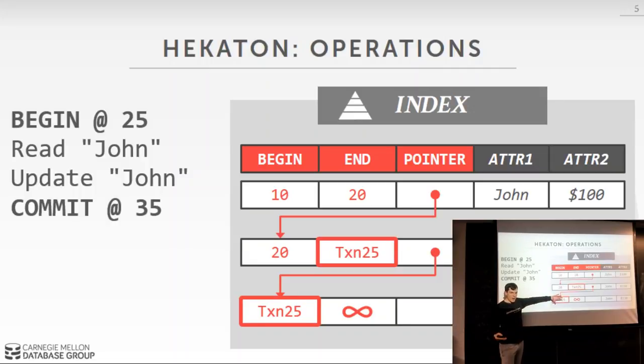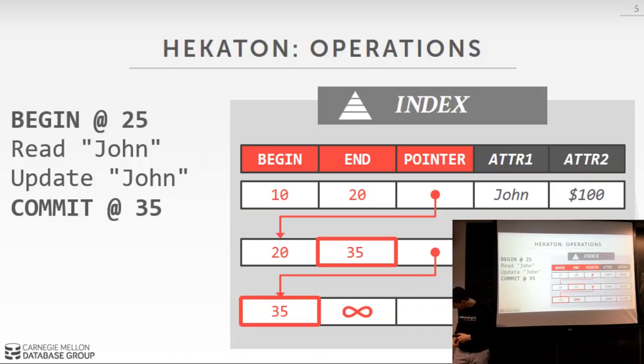So this is what I'm talking about here. By using this little bit to mark that this is from an active transaction, I know I have to go check some other additional data structure to figure out whether this transaction has committed or not. But once I get here, now that bit is flipped to zero, so I know the transaction is committed and I don't have to do that extra check.